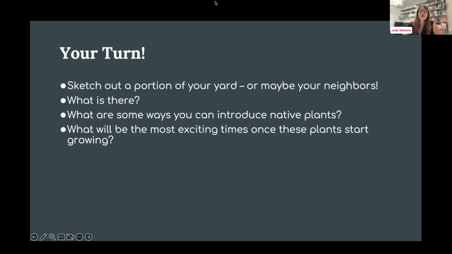Okay, so in the chat, if you would, just tell me a couple things that you're thinking about. What are some things that you could do in your yard, in your neighbor's yard? What are some plants you could swap out? Grow green mulch. Yes, thank you for that.